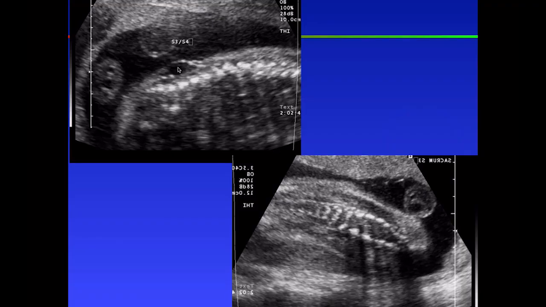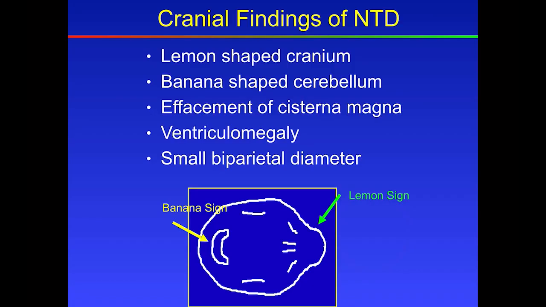And then on a longitudinal, you might get the sac to be seen adjacent to the vertebral bodies. On the coronal, you may just see slight widening here in this region. That was at about S3-4. Now, the cranial findings of neural tube defects are very helpful in picking up this abnormality.